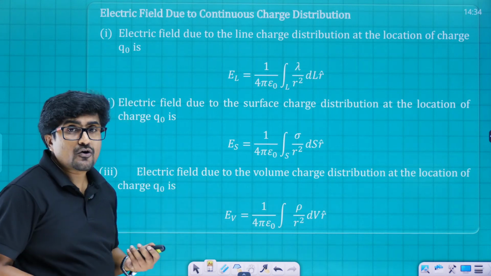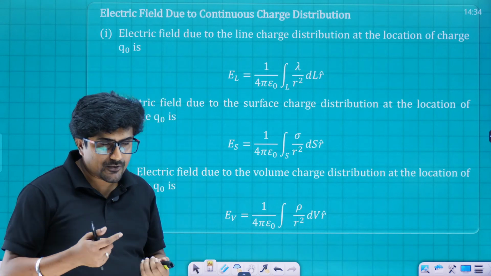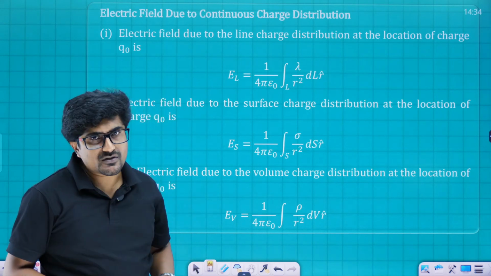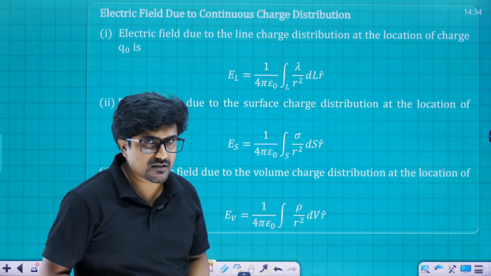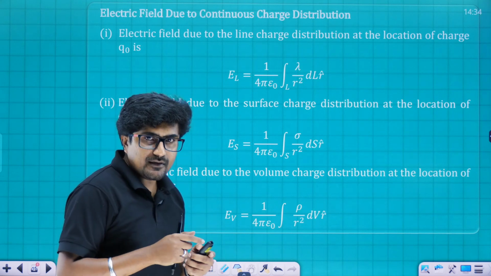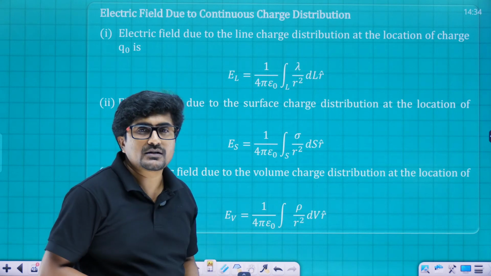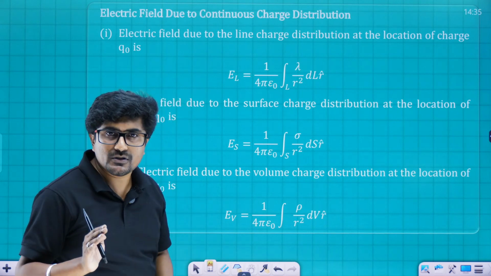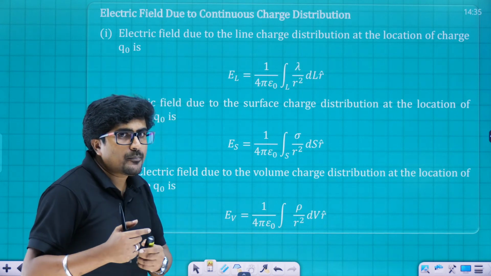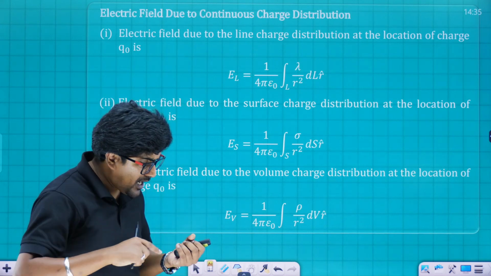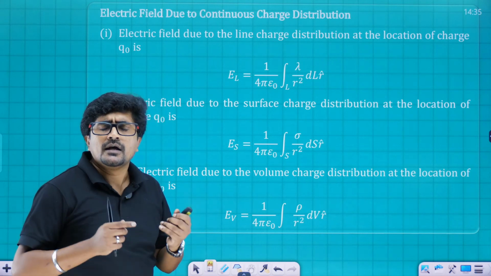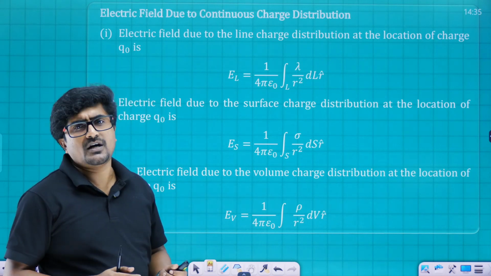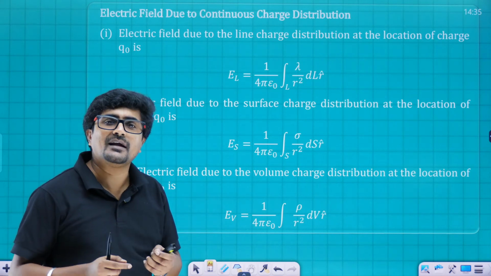While giving the intro of continuous charge distribution, I already told you the electrostatic interaction between two charged bodies. It's not mandatory that for that to happen the charged body need to be always a point charge. It can be continuous charge distributions also. So if we are provided with a continuous charge distribution, either it is linear charge distribution, surface charge distribution, or volume charge distribution, how to calculate the electric field?